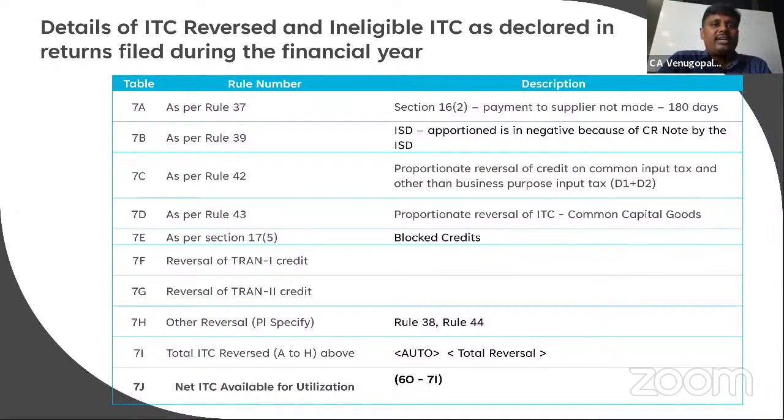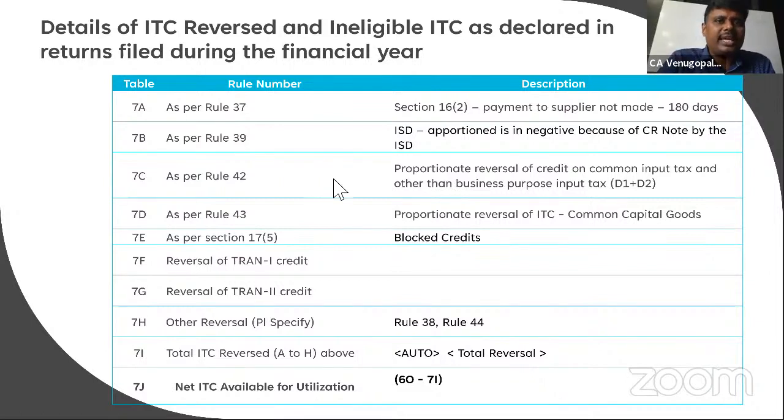A blocked credit, if you have not availed it itself, then it will not enter. If you have availed and reversed because it is blocked, or at the time of availment it was valid but later it became blocked, either it could be used for personal consumption or the goods have been lost or stolen, in these cases you will be reversing the input tax credit. Then any other reversals, maybe on account of rule 38, rule 44, all these cases, you will be reporting under 7H, and 7I indicates the total reversals.